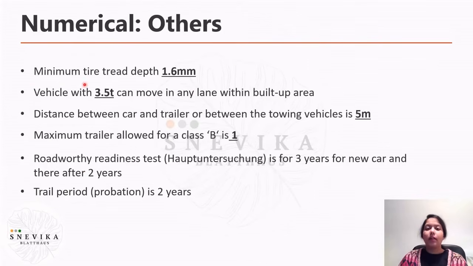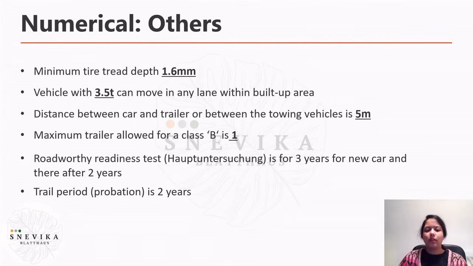Other few numericals, and these numericals are sometimes not multiple choice questions. You need to actually enter the value. So you should remember this value exactly. So if you remember these values, then your numericals are done. So minimum tire tread a tire can have is 1.6 mm. If your vehicle is 3.5 ton or less than that, it can go in any lane.